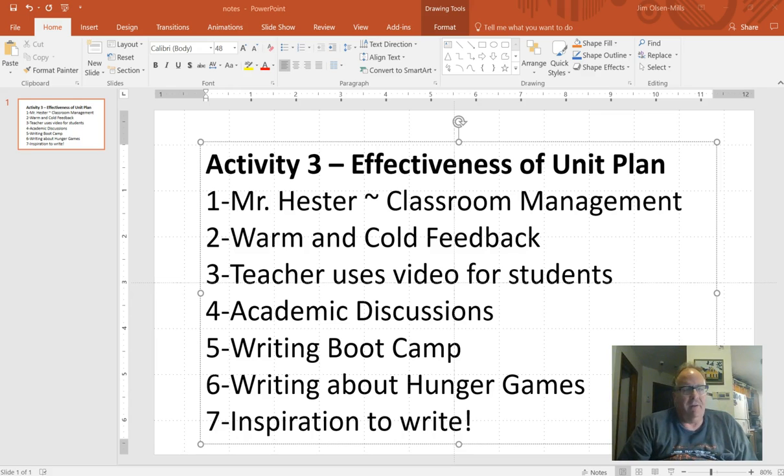There's one on warm and cold feedback, students giving each other feedback, how to both give feedback and receive it. The third one is about a teacher using video to help students with their presentation skills. And the fourth one is about academic discussions, and that's in an ELL group. The Writers Boot Camp was a younger grade, I think 5th grade, but that was a very good example of a teacher modeling thinking skills as it relates to writing, and I thought there were a couple good examples in there.